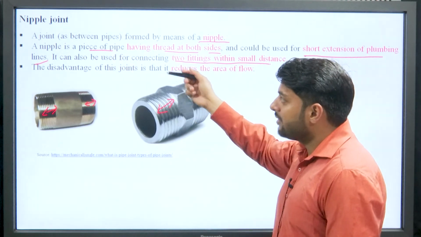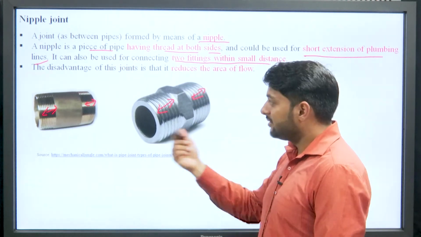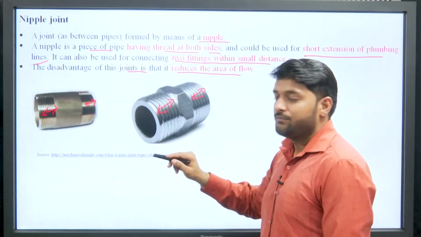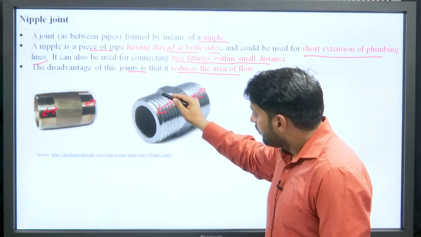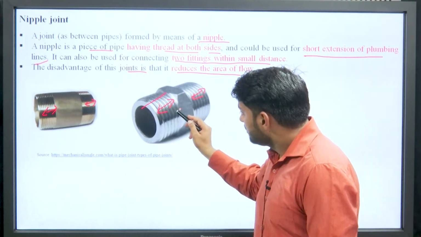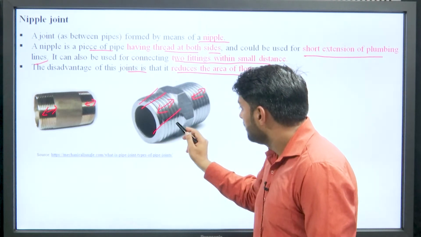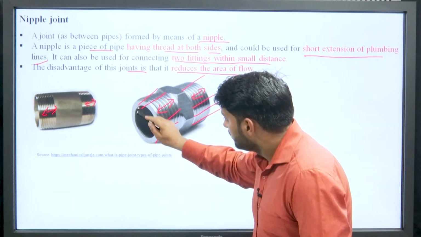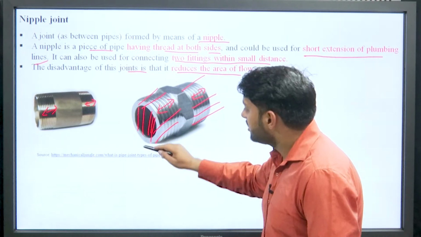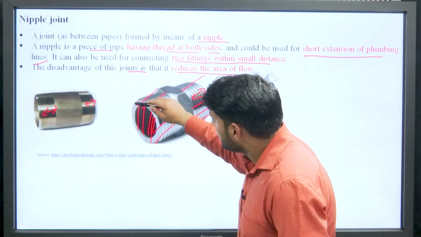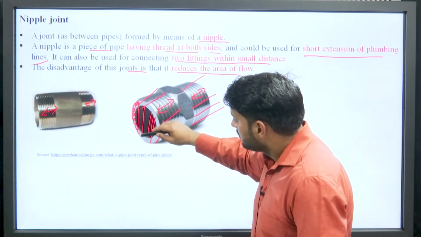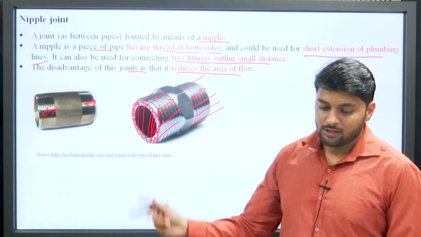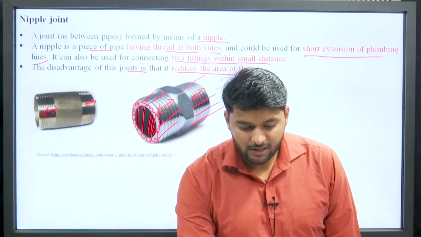There is a disadvantage, and this disadvantage is that this joint reduces the area of flow, because what we are going to do is tighten the pipe on this thread, and the area of flow available is this much. So, there is a reduction of area, and this reduction of area is equivalent to the thickness of pipe. Okay? So, this results in reduction of area of flow.